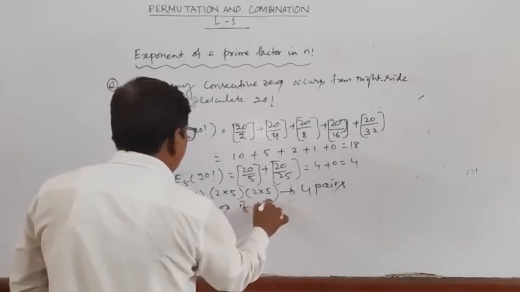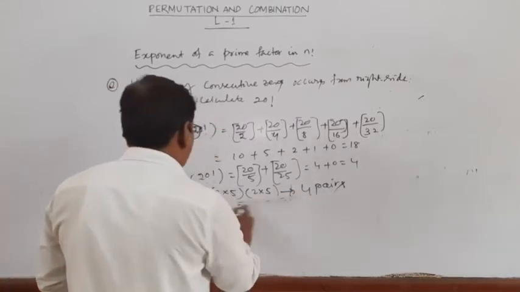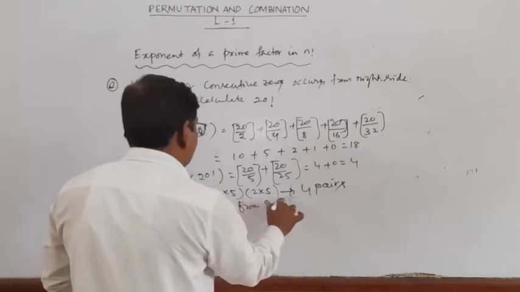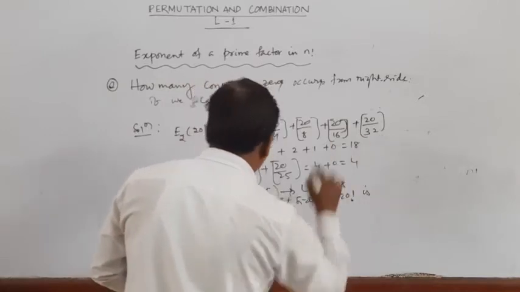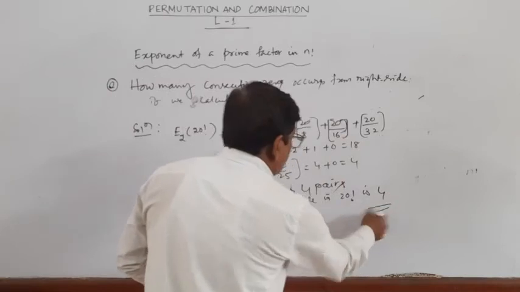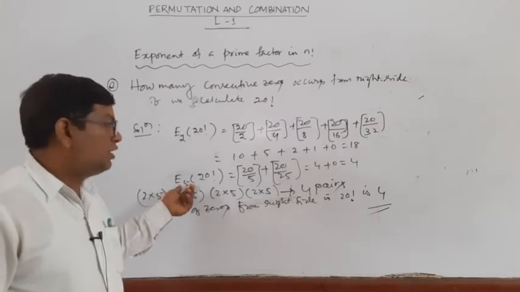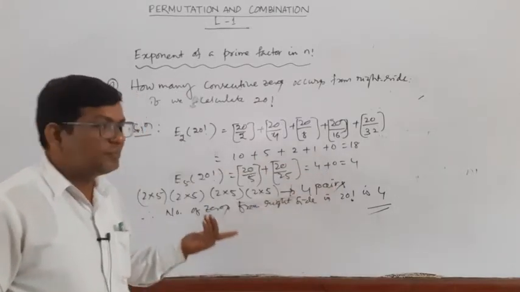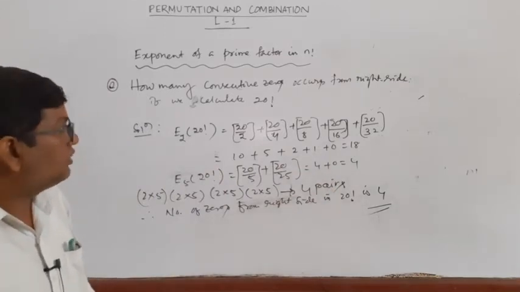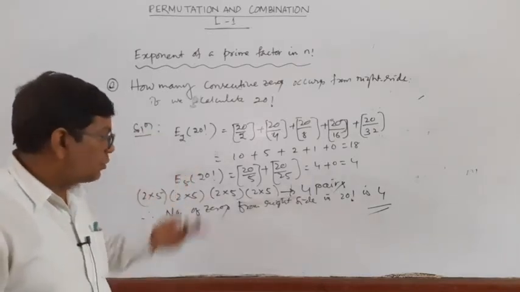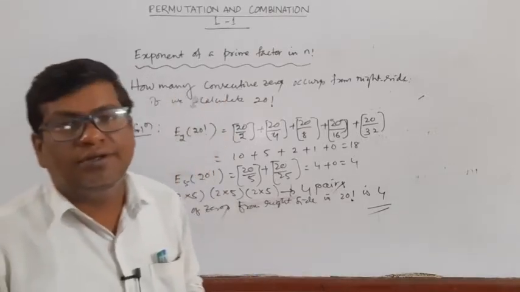If we calculate the number of zeros from the right side in 20 factorial, it is 4. As a shortcut, you find the exponent of 5, and the exponent of 5 is equal to the number of zeros in that number. So this is the application of factorials: how to find the number of consecutive zeros if we expand a factorial.